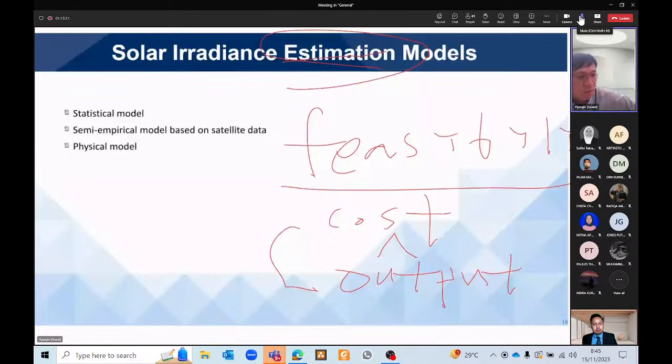For the feasibility assessment, we need solar irradiance. Why? You know that. PV power is heavily dependent on solar irradiance. So these are the estimation models. How many can we classify? Statistical, semi-empirical based on the satellite data, and physical model. Three categories. First one, statistical. It's really, really simple, conventional.